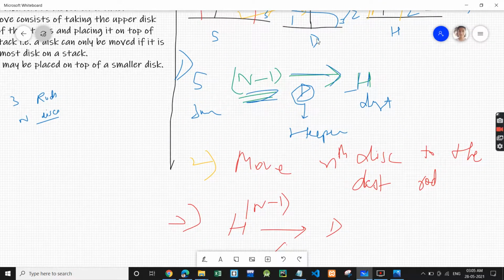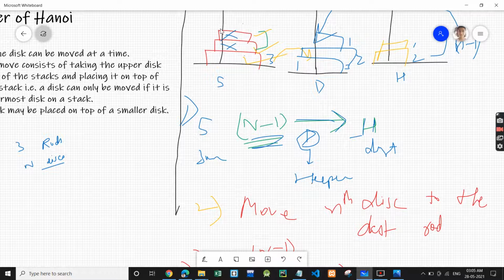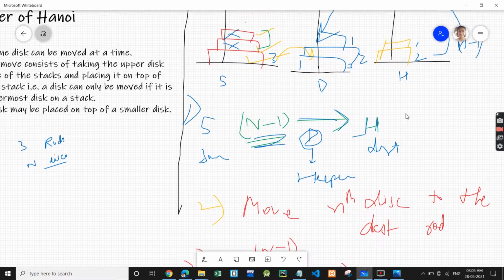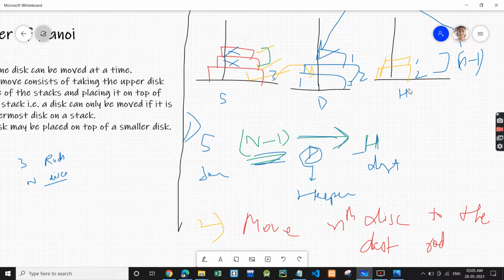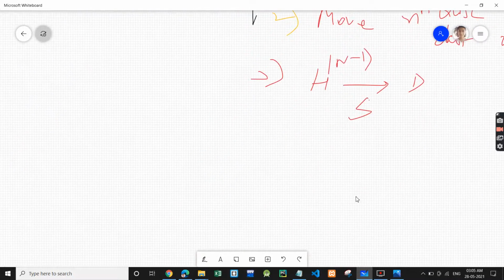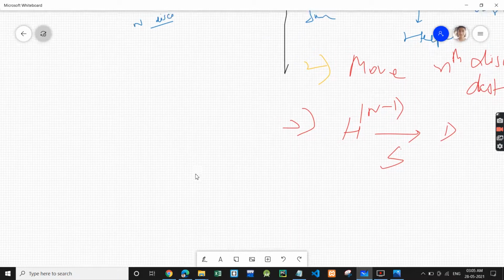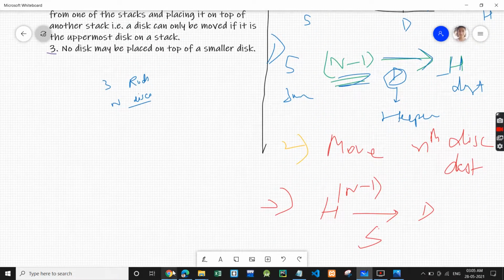First of all, we moved all the n minus 1 disks from source to the helper using the destination. Second, we moved the last disk from source to the destination. And lastly, we moved all the n minus 1 disks from the helper to the destination using the source as a helper. So these are the three steps. I hope you understood the logic. Let's discuss the code.